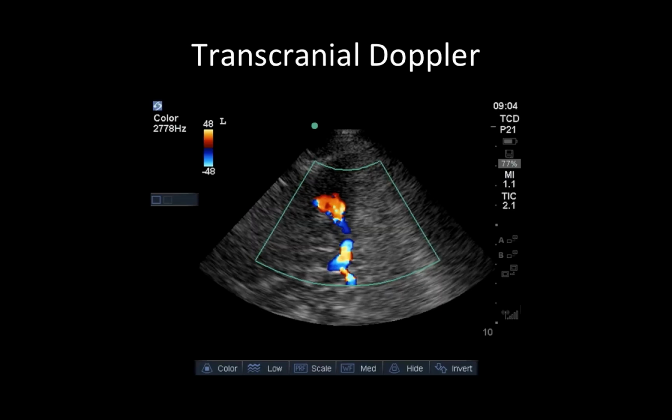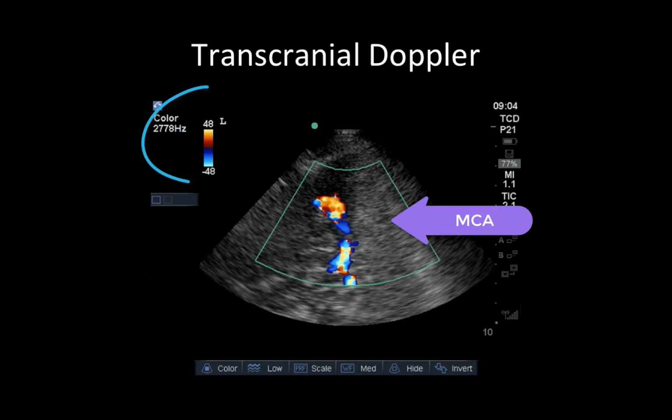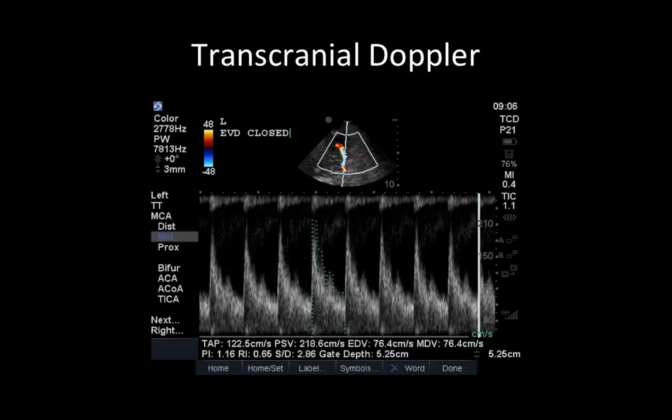So here we have the color Doppler, which allows us to locate the intracranial vessels, in this case, the middle cerebral artery, which is our target vessel. And note that since we're on the TCD preset here, our Nyquist limit has been automatically adjusted to detect lower velocity flows than we're used to in the heart. And next, we've used PW to generate a spectral waveform tracing, which we can measure and use in various calculations.